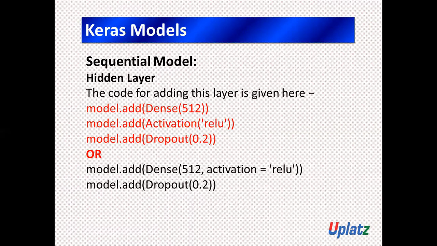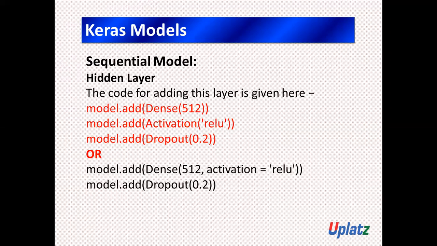In order to add the hidden layer, you need to use the add function. So model.add, and inside that you need to write Dense 512. Since this is the hidden layer, you don't need to pass the input shape here. For the first input layer, you need to pass the input_shape parameter, because it's the first layer. But in the case of a hidden layer, you don't need to pass this parameter, input_shape. So adding the hidden layer in our network is very easy.